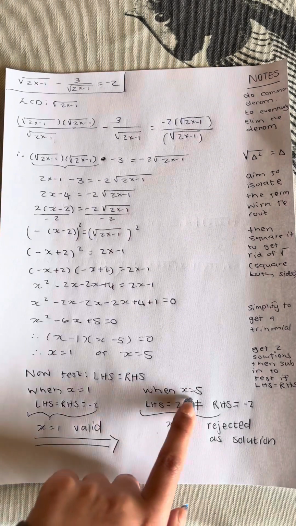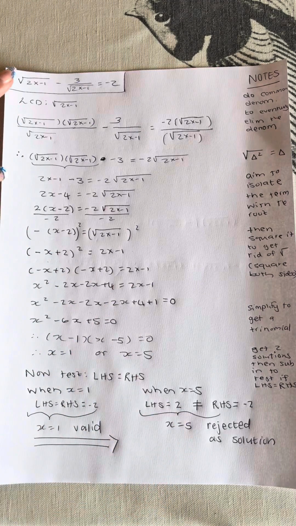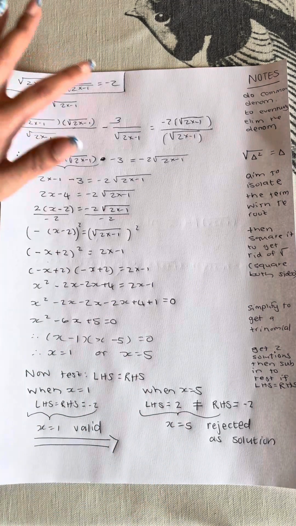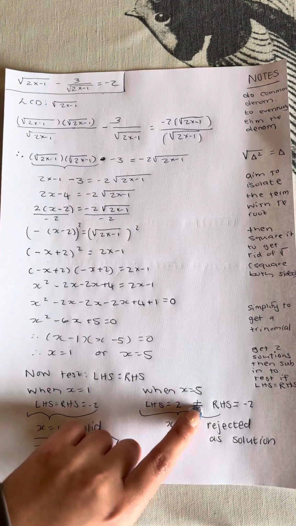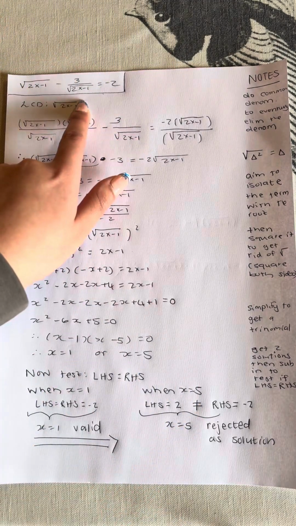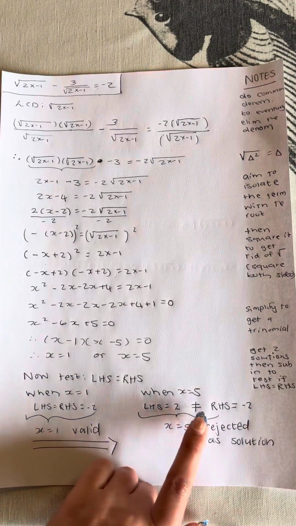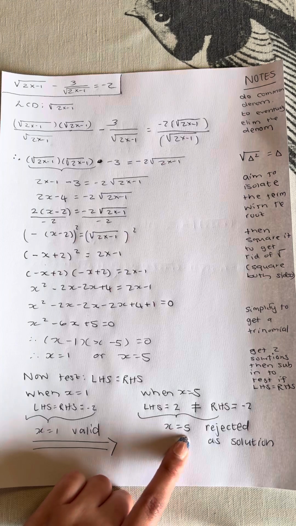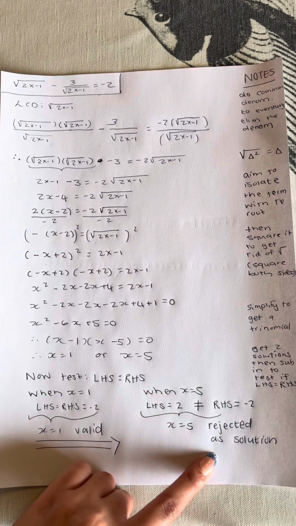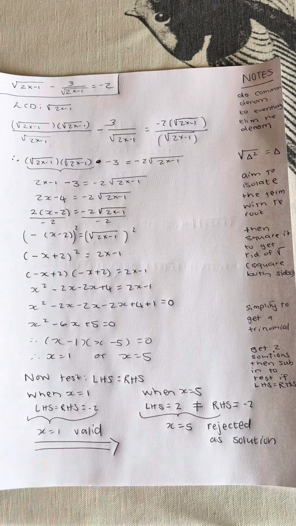Now, when you try it with the other x value, when we plug it in on the left-hand side, the answer we get is equal to 5. When we plug in 5, the solution we get on the left is equal to positive 2. But the answer on the right-hand side is negative 2. So clearly, they are not equal. So x equal to 5 is rejected as a solution because it didn't hold that left-hand side must equal right-hand side in our test.